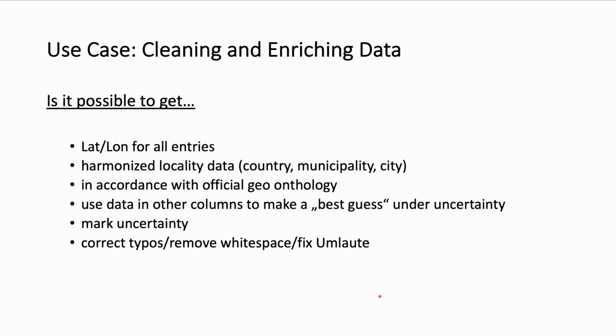My question is: is it possible to get latitude, longitude for all entries, and harmonize the locality data so that we know country, municipality, city, in this order, for all those places in a separate column? And that the guesswork of the exact place also considers the other columns, not only that one locality column where it said Caribbean Sea, but maybe other columns can be indicative of what is the actual place where that object got sampled or collected. Then mark uncertainty and correct typos.